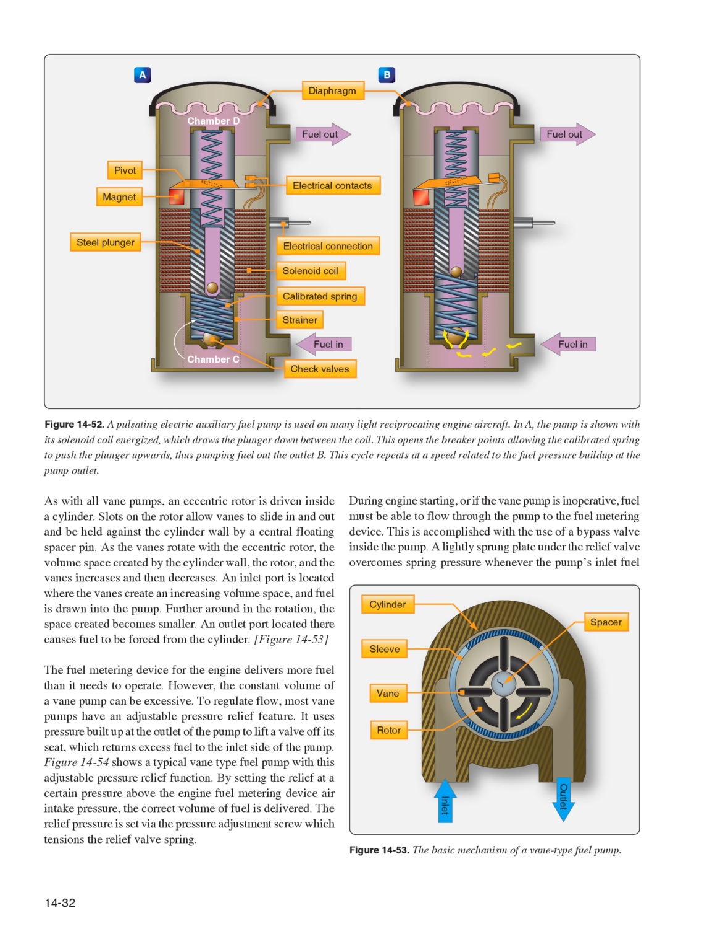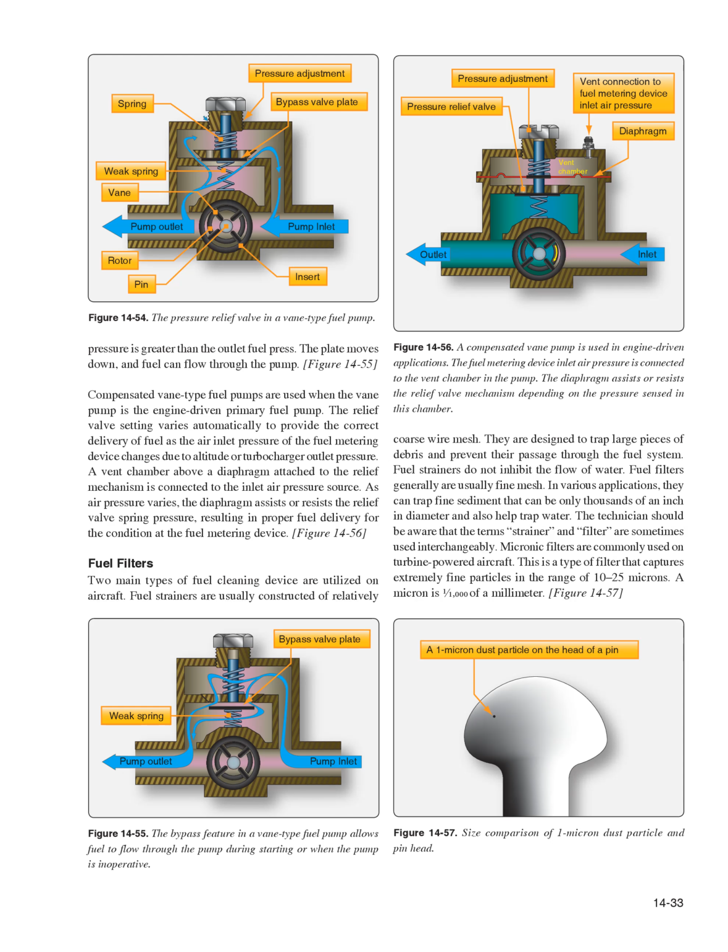During engine starting, or if the vane pump is inoperative, fuel must be able to flow through the pump to the fuel metering device. This is accomplished with the use of a bypass valve inside the pump. A lightly sprung plate under the relief valve overcomes spring pressure whenever the pump's inlet fuel pressure is greater than the outlet fuel pressure. The plate moves down, and fuel can flow through the pump.